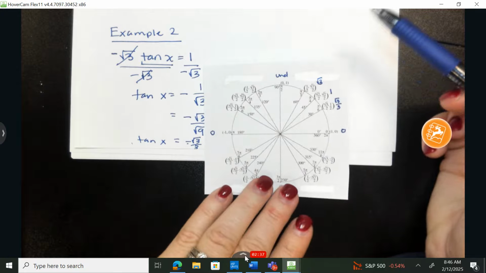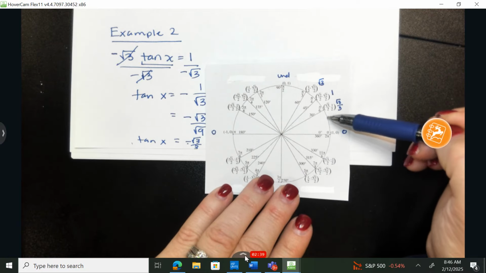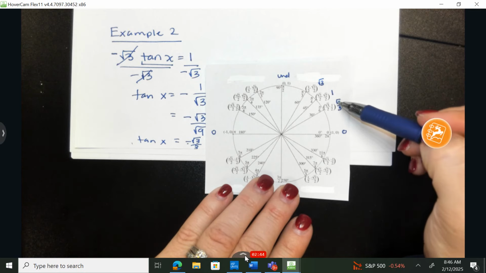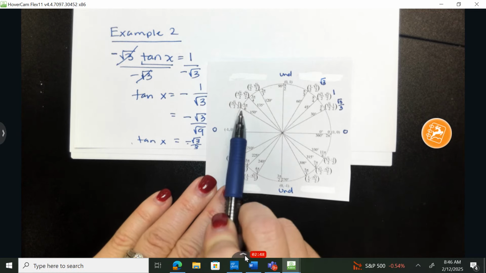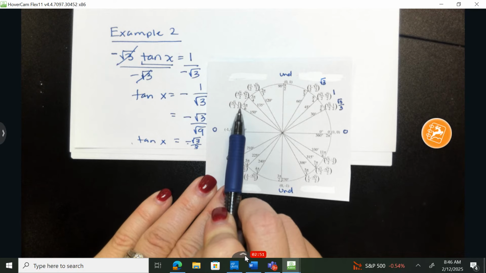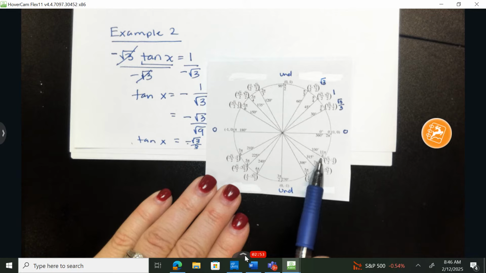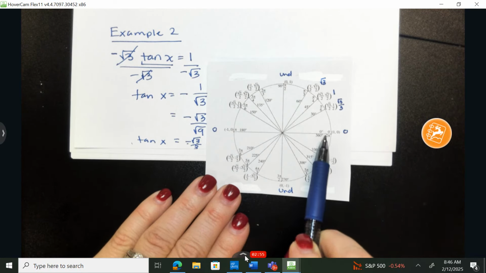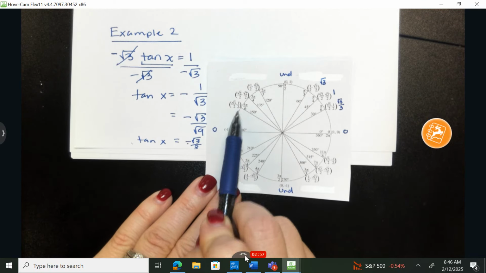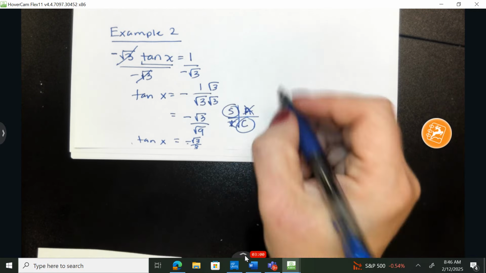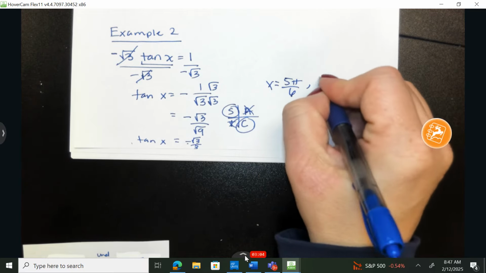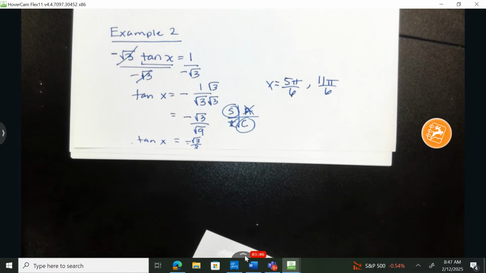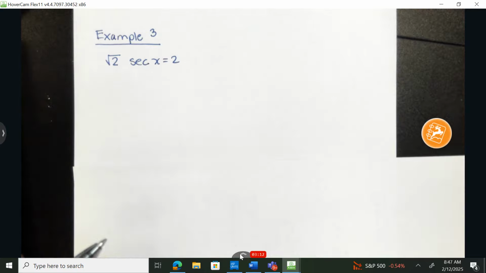Now, here's where we can use these reference angles. I can see the reference angle of 30 degrees, or pi over 6, results in a tangent that's radical 3 over 3. So other reference angles would be 5 pi over 6 and 11 pi over 6. These both have a reference angle of 30 degrees, and they lie in quadrants 2 and 4. So x equals 5 pi over 6 and 11 pi over 6. Let's take a look at example number 3.